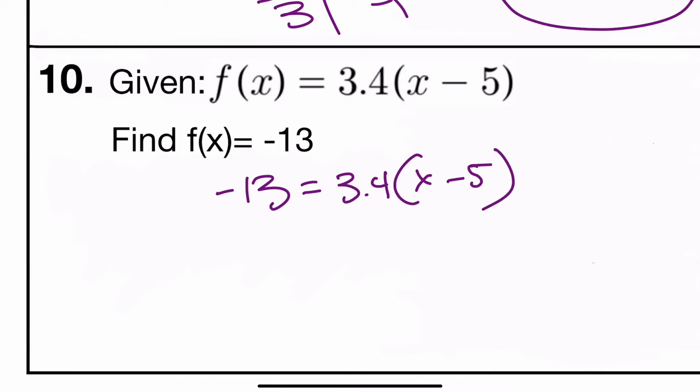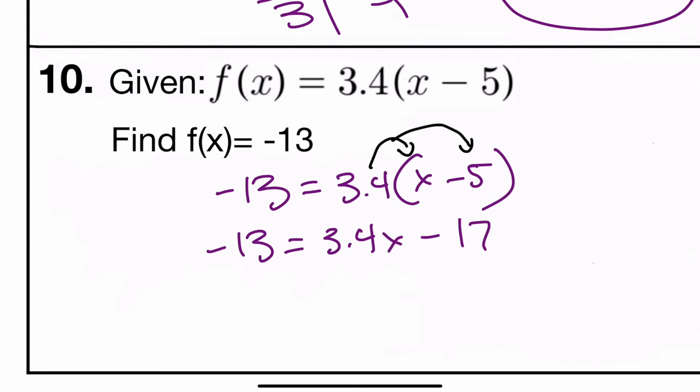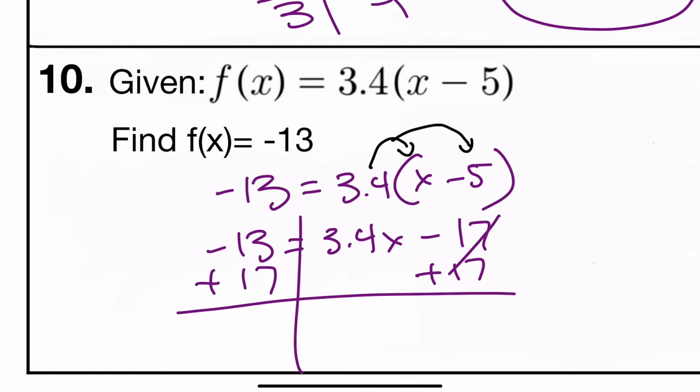Okay, I see a set of parentheses here. So what I want to do is distribute that 3.4 to everything that's inside the parentheses. So we're going to end up with negative 13 equals 3.4x minus 3.4 times 5, which is going to be 17. Now we're just going to solve, so I'm adding 17 to both sides. That's going to give me 4 equals 3.4x.